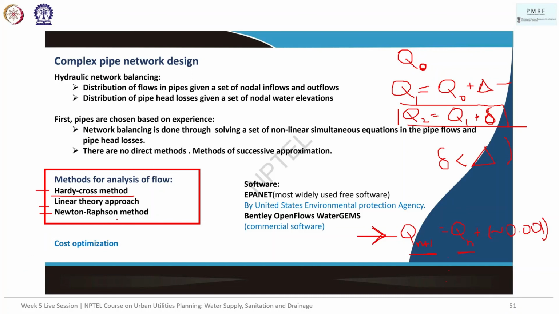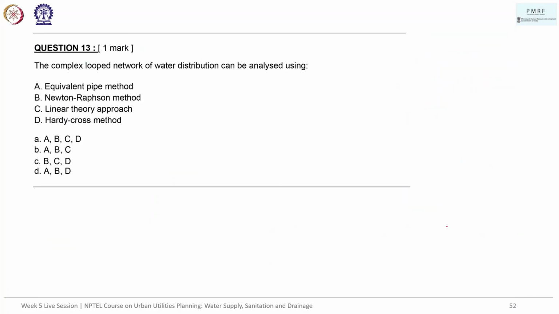And the Newton-Raphson method, if you've dealt with statistics, it's a very popular basic derivation method. So is the linear theory. All of these are essentially doing the same kind of iteration. You keep moving on to a better value of the parameter that you want to estimate, and when the value stops changing, you decide that is the value that you're trying to estimate, right? So the answer for this complex loop network of water distribution can be analyzed using B, C, and D. The equivalent pipe method is something that we use only for simple loops, right?